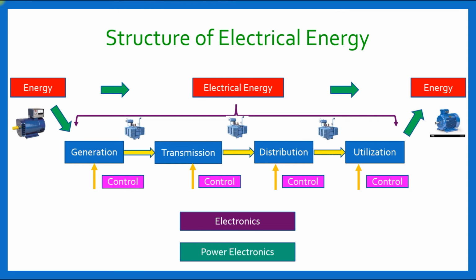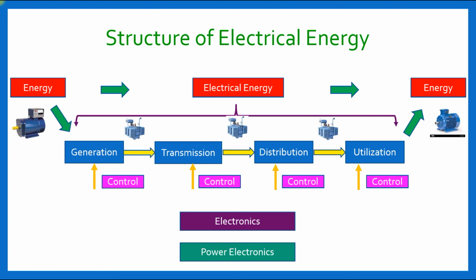Simple. Electronics means we are dealing with lower voltages with higher frequencies. Power electronics means we are using high power, high voltages and high currents with power frequency, that is 50 Hz. In India, the power frequency is 50 Hz. So this is the total structure of electrical energy. Whatever you study in electrical energy is always confined to this only.